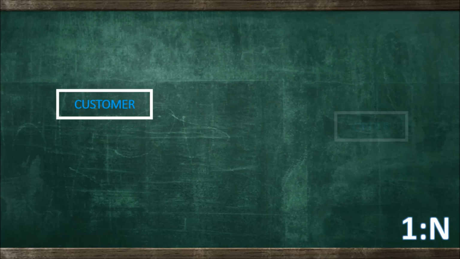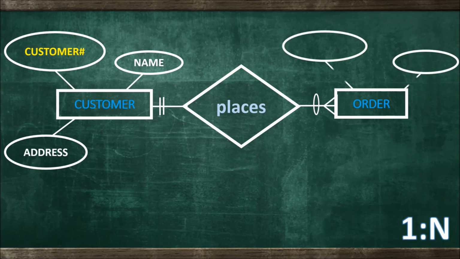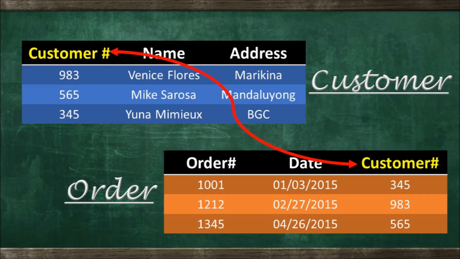So let us now link the customer entity type to another entity type, order. Let the relationship have a cardinality ratio of 1-to-many, and let's call this relationship places. After representing the two entity types customer and order in their equivalent relations, we now map the one-to-many relationship places. We maintain the original customer relation created, but for the order relation, we include the primary key. The resulting relation schema is order that contains order number, date, customer number.